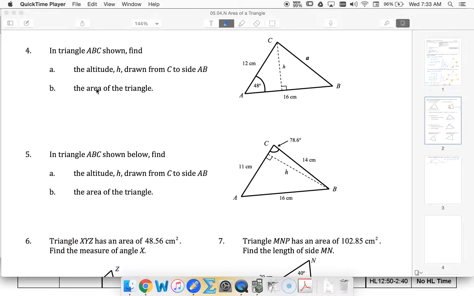All right. In problems 4 and 5, we're actually going to go back to area equals half base times height, because the first thing they're asking us to do is find the altitude. Altitude is another word for the height of a triangle. So here this h does not mean hypotenuse. Here this h means height.